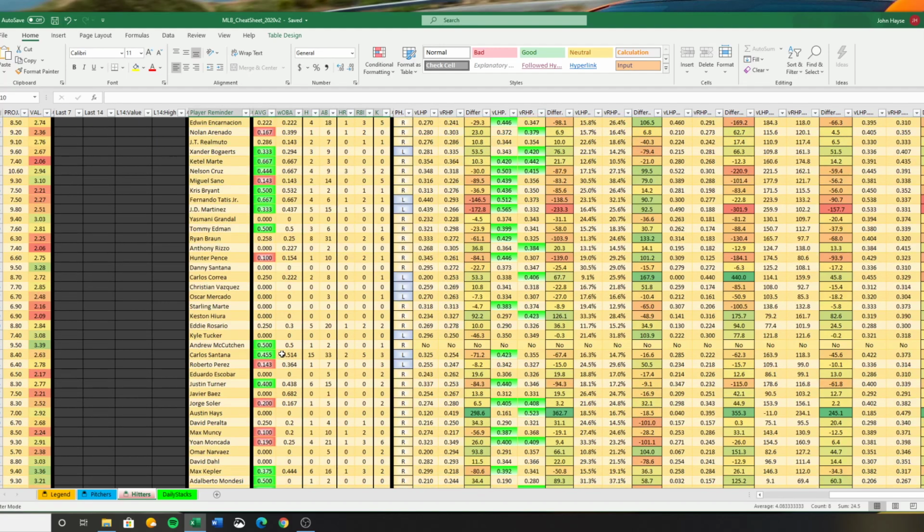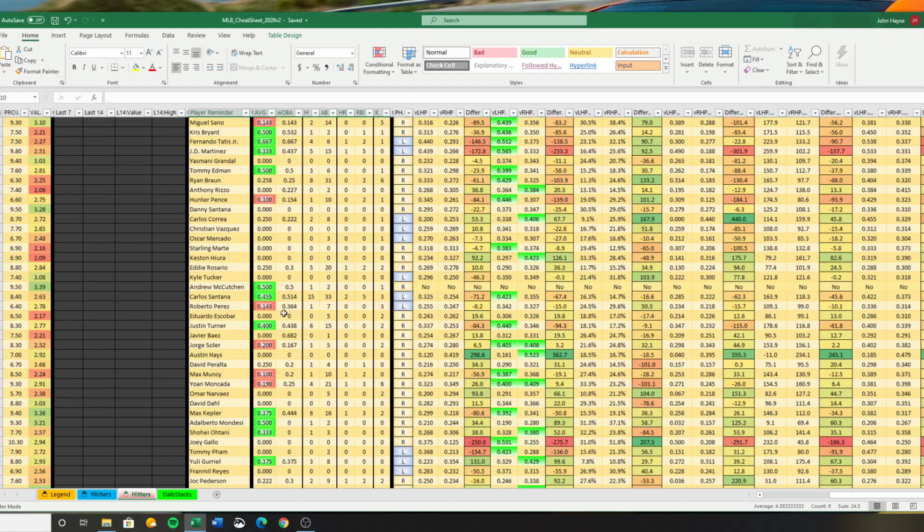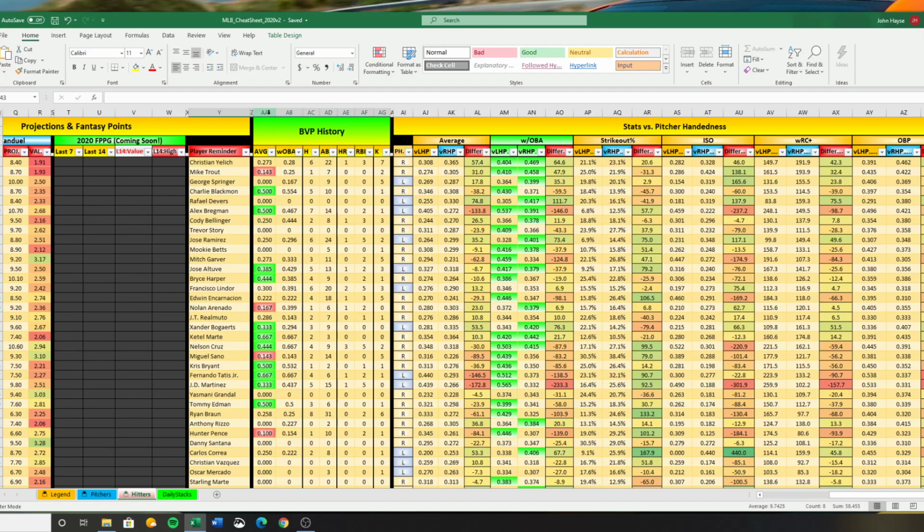But you can get a good idea if they're hitting the ball, if they're striking out, if they got a lot of at-bats. Here's one, Carlos Santana's .455. He's batting 15 of 33 with 3 home runs. Anyways, a lot of BVP information to look at in there.